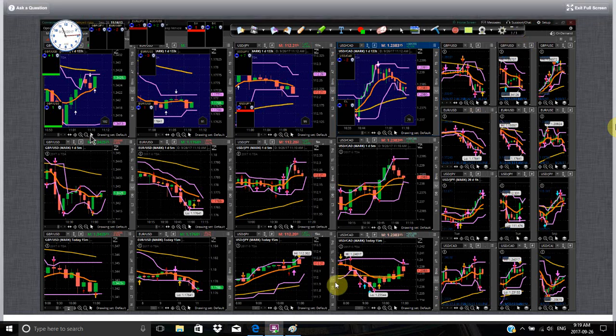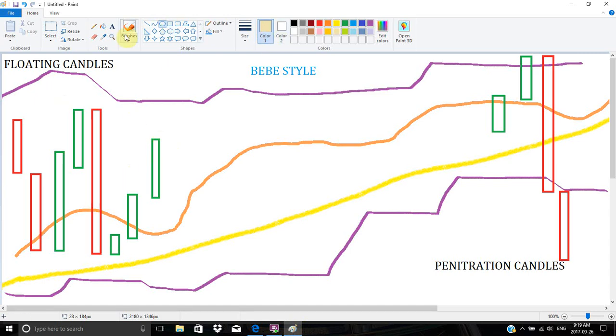I'll give you an example over here. Very simple. Let me go to my circles. Here is a floating candle, here is a floating candle, and over here is also a floating candle. Hope that comes out dark enough. Basically the floating candle is not touching the orange or the Bebe bands at all. If it's above the orange road, it's going to come down, as you can see here.